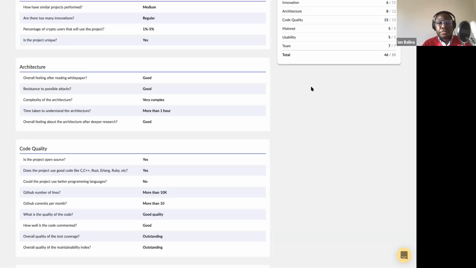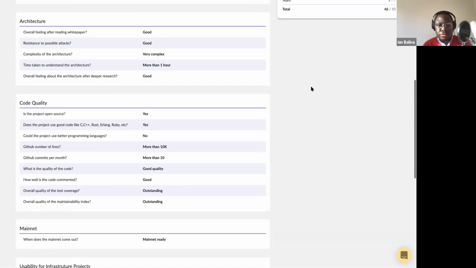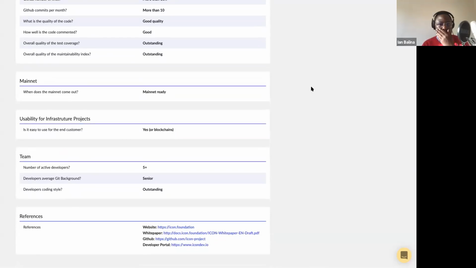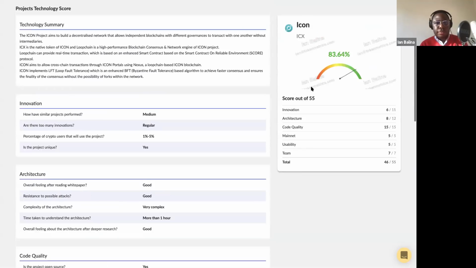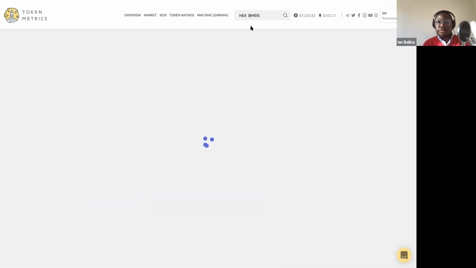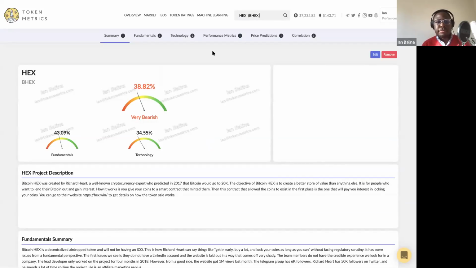And then whether they have valid use cases or not, and whether they are protected from the commonly known attacks. So these are the initial screening questions that we do. And if all of them pass, then we go into a much more detailed level, where we look for innovation, architecture, code quality, whether they are on mainnet or not, how usable their platform is, and the team.